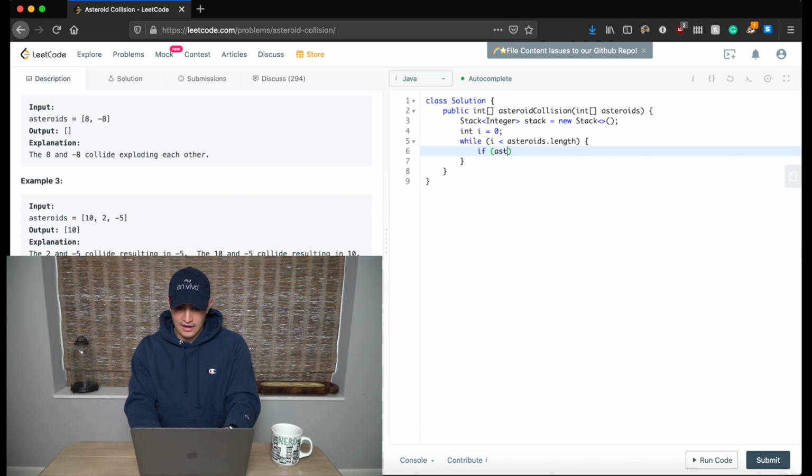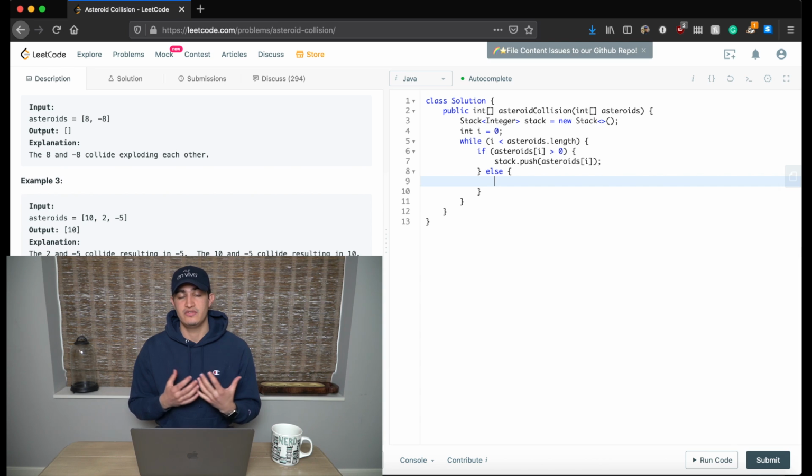So if asteroids[i] is greater than 0, we're just going to say stack.push(asteroids[i]). Great. And otherwise, we run into the case where we've encountered a negative asteroid, which means that the asteroid is moving to the left. And what that's saying is, if we're going to collide with anything, we need to simulate those collisions, right? So now we need to draw upon our stack and try and simulate those collisions.